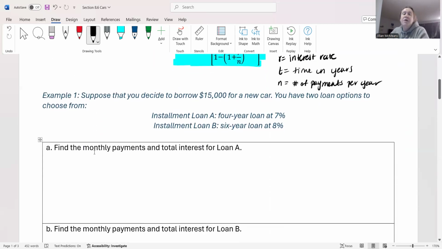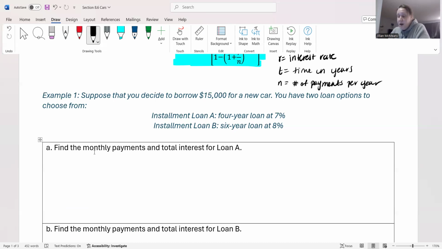For example one, it says, suppose that you decide to borrow $15,000 for a new car. You have two loan options to choose from. Installment loan A is a 4-year loan at 7%. Installment loan B is a 6-year loan at 8%. If you notice here, we have a shorter loan, as in the number of years is shorter, and we have a lower interest rate. That is a somewhat common thing you'll see, that the shorter the loan, the better the interest rate in some cases. Not always, but it could be.